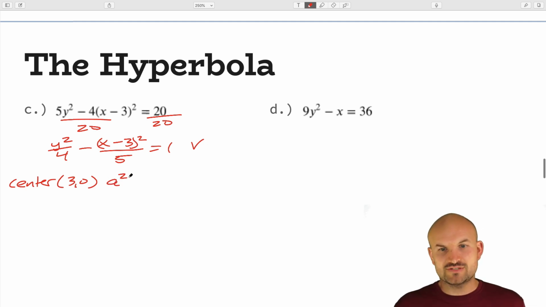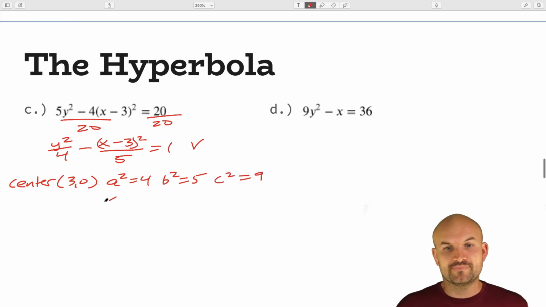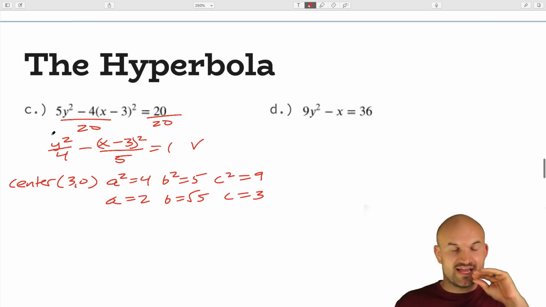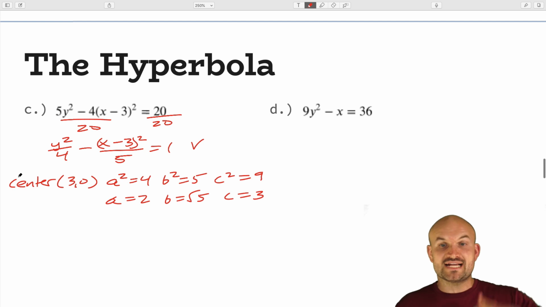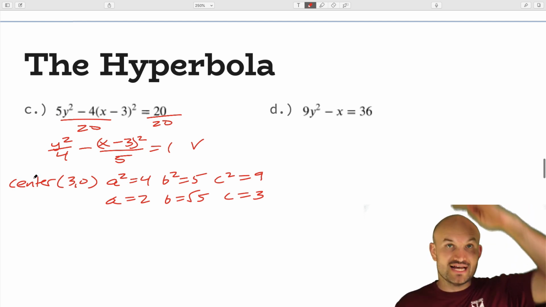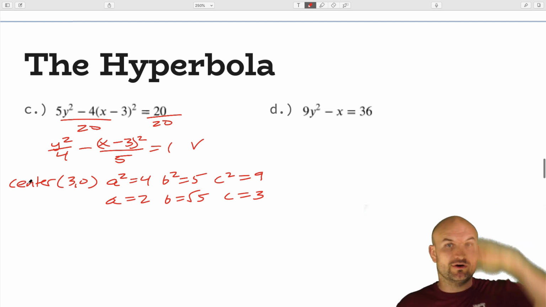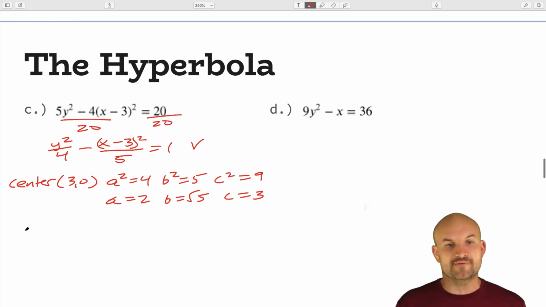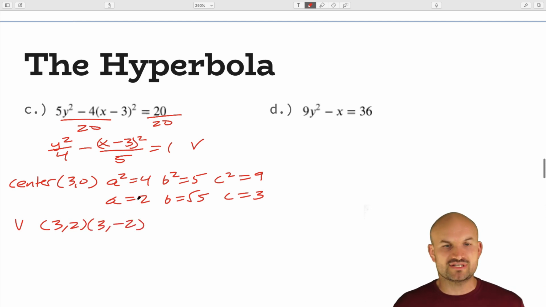We can say my a squared is equal to 4, my b squared is equal to 5, and my c squared is going to equal 9. So therefore, a is equal to 2, b is equal to square root of 5, and c is equal to 3. Now, again, since my transverse axis is vertical, that means my foci and my vertices are going to be going up and down from the center. So 3 is going to remain the same. I'm just going to go up and down my distance of a for the vertices, and up and down 3, my distance for the foci. So my vertices in this case are going to be 3, comma 2, and 3, comma negative 2. You could do the plus or minus. I'm just kind of switching it up.